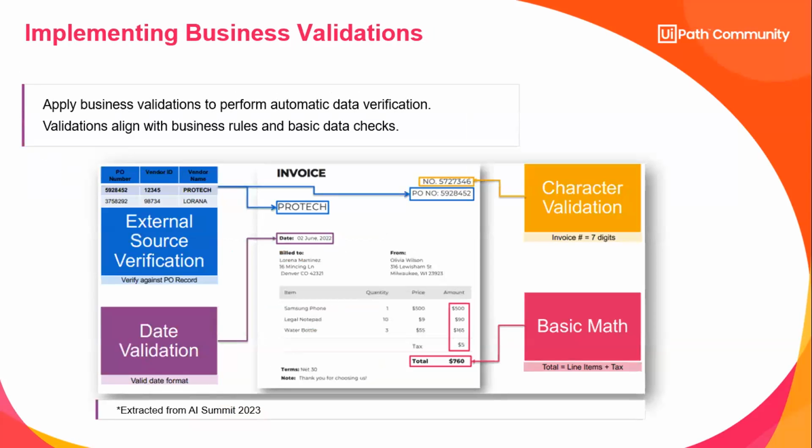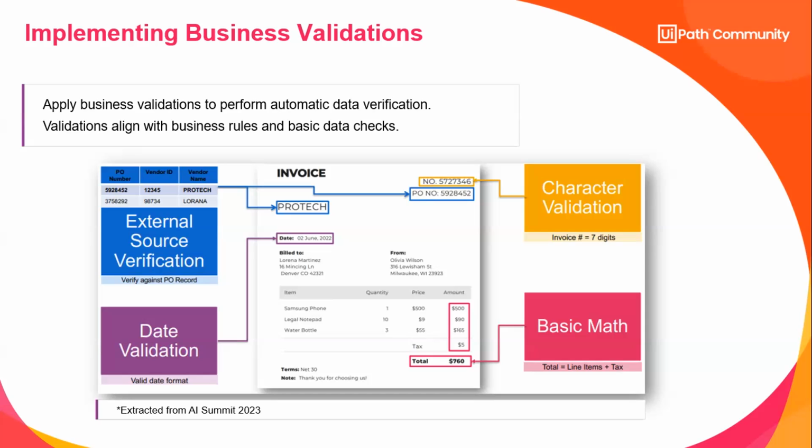For example, here under implementing the business validations, when you extract these things, we kind of check for basic checks like whether it follows a specific pattern. So for example, if it's the date, we can see if it follows the date pattern, the extracted value. And if we have some number that is specific to like 7 digits exactly, we can always check whether it has the 7 digits.